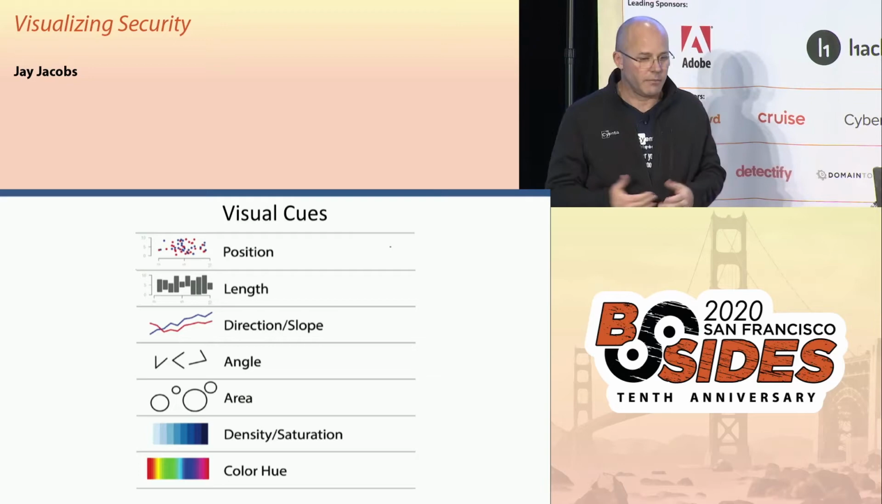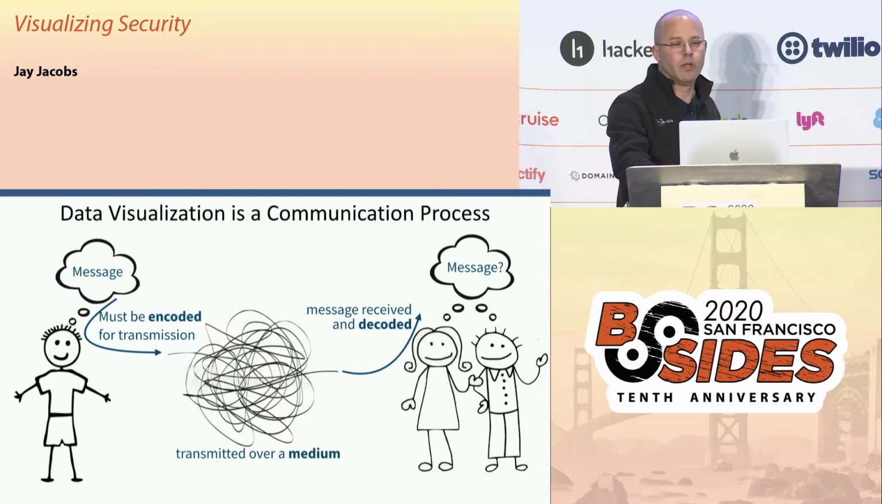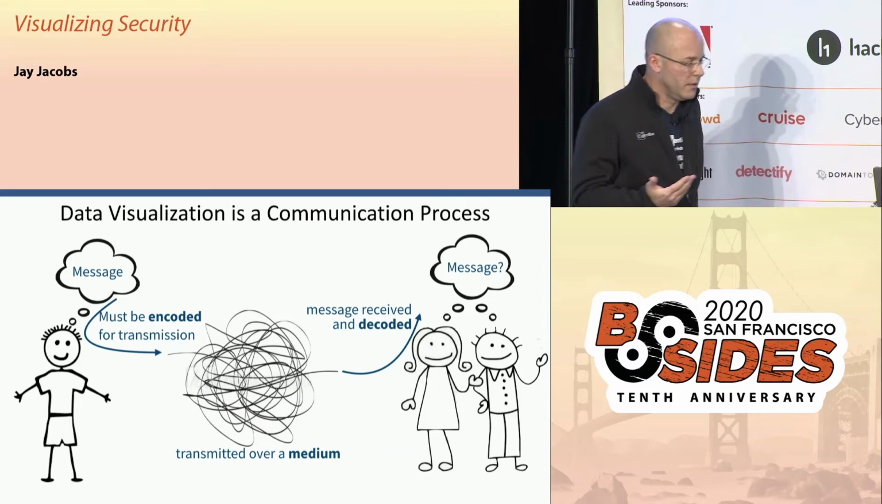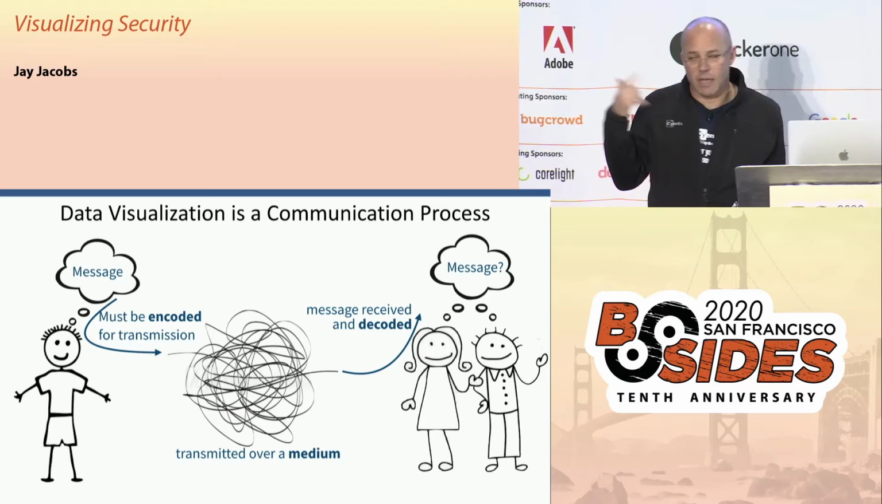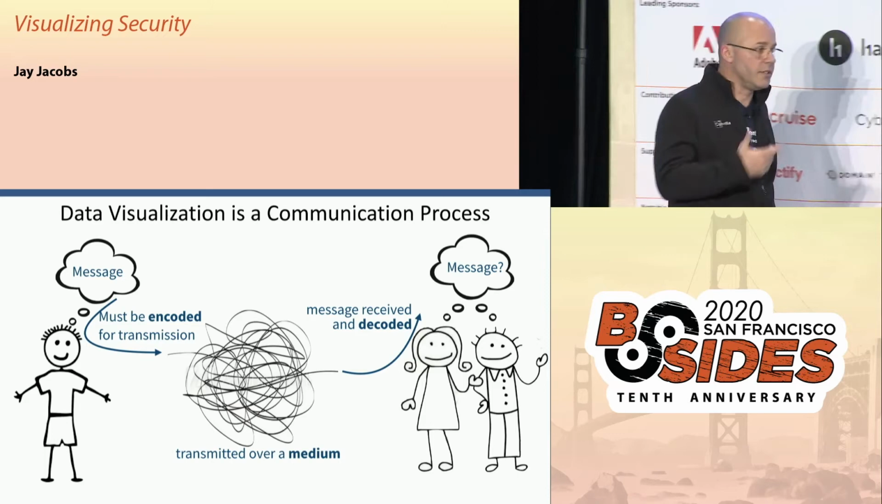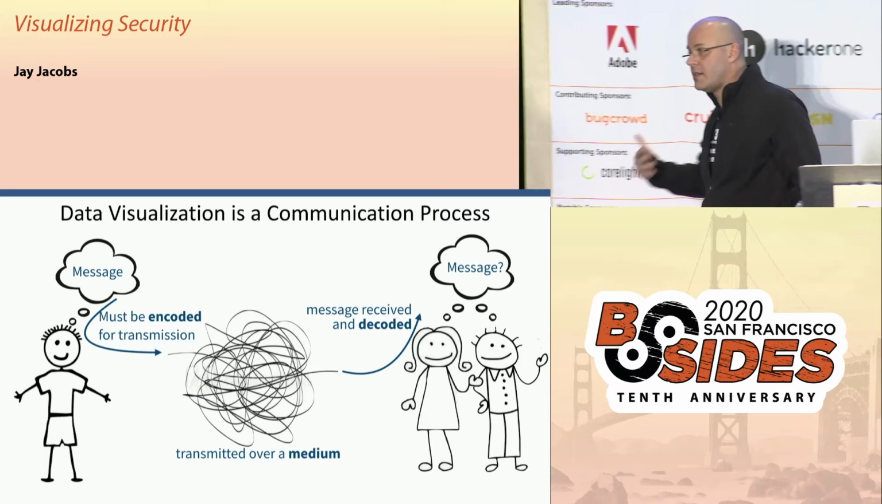Now, in order to figure out what we're gonna use for visual cues, we have to first understand that data visualization is a communication process, right? Like any communication process, there needs to be a message, and that message is going to be the data. And we have to encode that for transmission, right? I'm up here, I'm encoding my message into words. The medium is speaking it through the air. The message is received and hopefully decoded by everybody. And then hopefully that message that is decoded matches what the sender was sending.